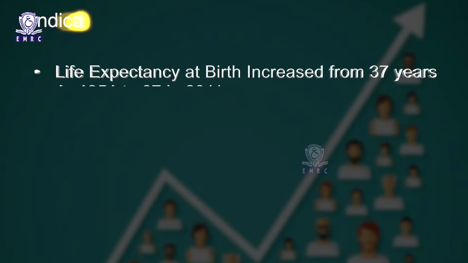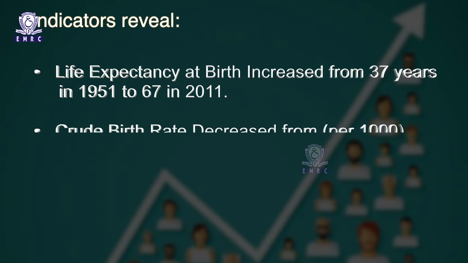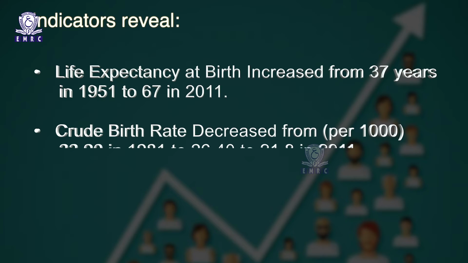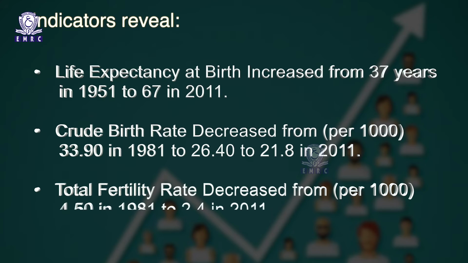Now let's look at the indicators and their percentages in India. The health of the Indian masses and longevity has increased appreciably. Life expectancy at birth increased from 37 years in 1951 to 67 in 2011. Crude birth rate decreased from 33 in 1981 to 21.8 in 2011. Total fertility rate decreased from 4.5 in 1981 to 2.4 in 2011.